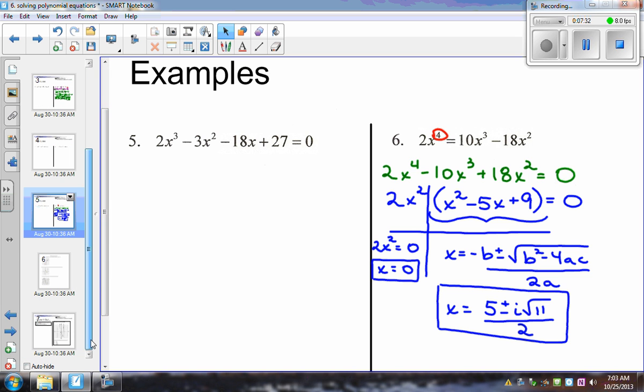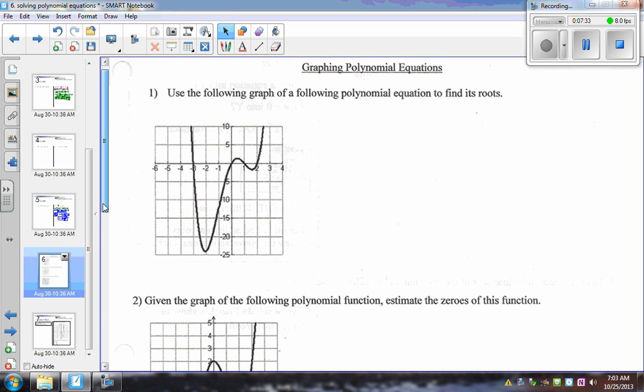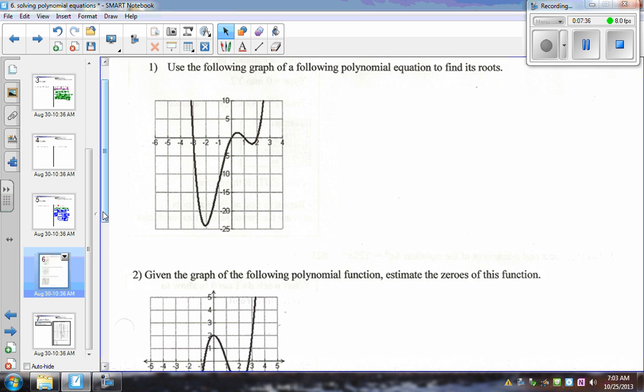Now, one last thing we want to share with you is how to deal with graphing or graph-based questions of polynomial functions. So what you'll notice in this example here is you have a graph of a polynomial function. We don't have its equation. We don't have any information about it other than what it looks like. But the question is asking us to find the roots of this polynomial.